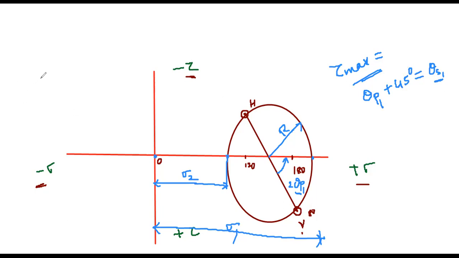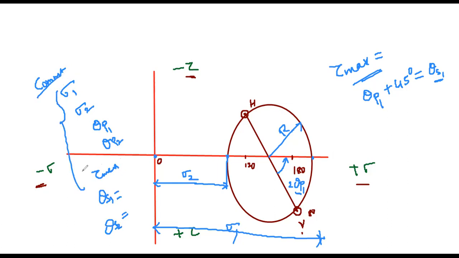Comment below what answer you got for this: the sigma 1 major principal stress, minor principal stress along with theta P1, theta P2, and tau max, the maximum shear stress. Next you have theta S1, theta S2. By using the analytical method, give the answer for this. Let's verify those answers.